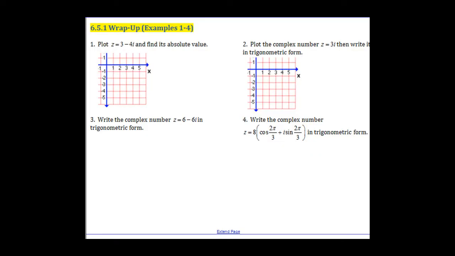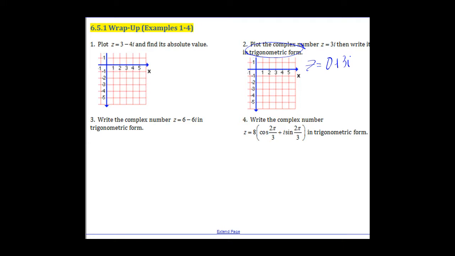All right, go ahead and try the wrap up for examples 1 through 4 in your notes now. Number 1, plot the point on the complex number plane and find its absolute value. It should be a positive number. Make sure to simplify any radicals if you need to. Number 2, plot the complex number I see in standard form, z is equal to 0 plus 3i, and then write it into trig form. So refer to your notes for what trig form looks like.